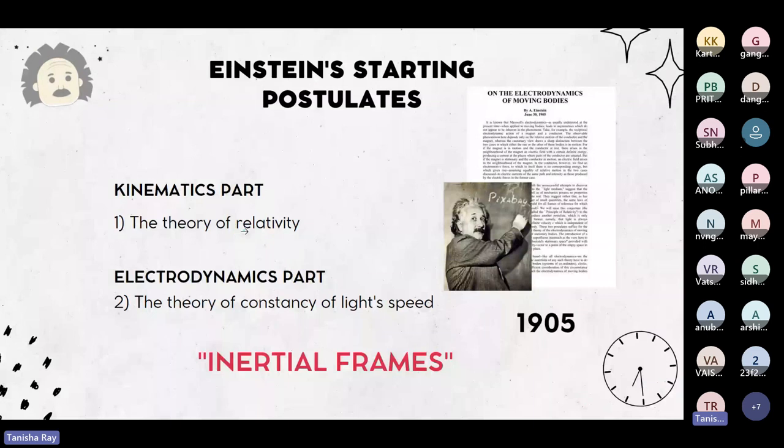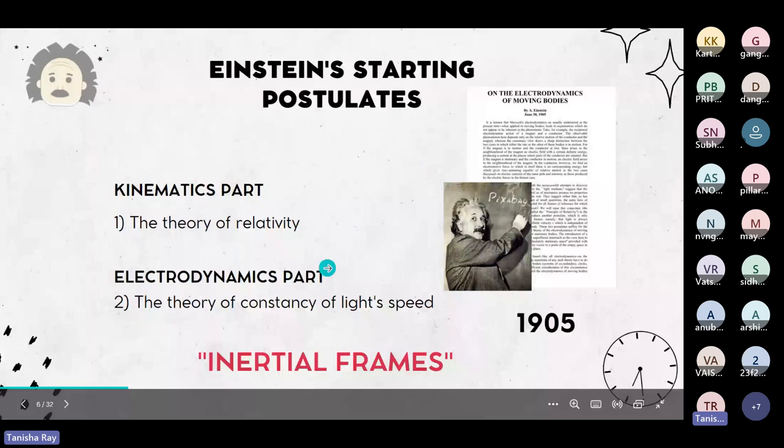This theory tells that the physical laws shall remain the same in all the inertial frames. Again, I highlight, in all the inertial frames. This is important. This means the physical laws will not change as long as the frame that we are using to see them is moving with some constant velocity.